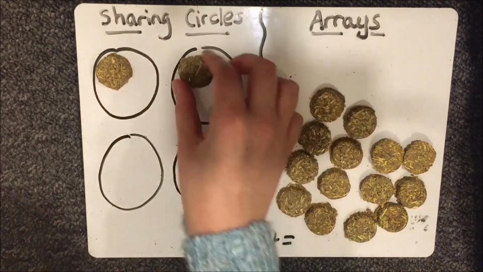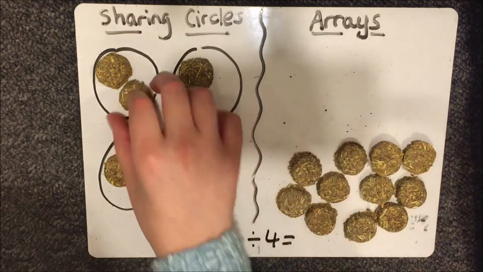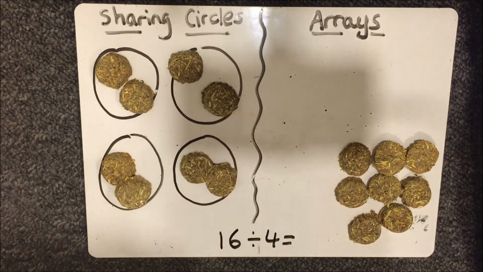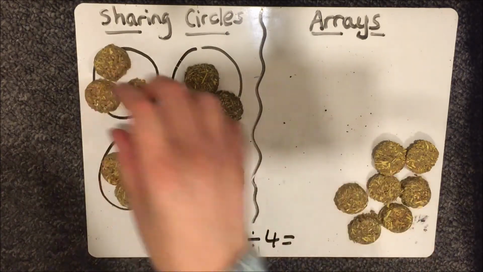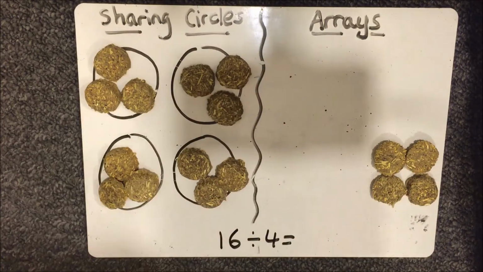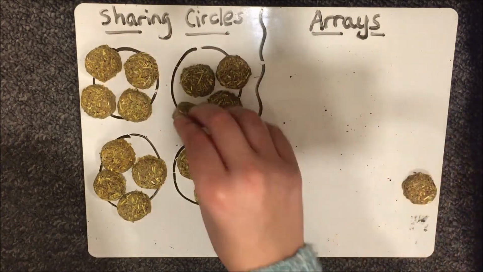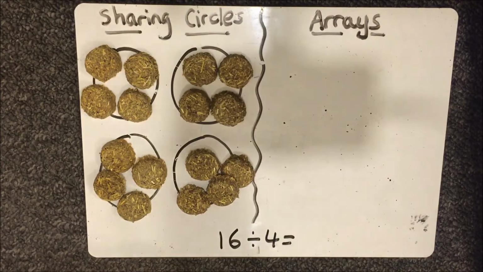So 1 for you, 1 for you, 1 for you, 1 for you. Everybody has 1. We've shared out 4. 1 for you, 1 for you, 1 for you, 1 for you. How many does each person have now? They all have 2, and we've shared out 8 biscuits. Again, 1 for each. How many do they all have now? They all have 3 biscuits. We've shared out 12 so far. 1 for you, 1 for you, 1 for you, and 1 for you. We've now shared out 16 biscuits.